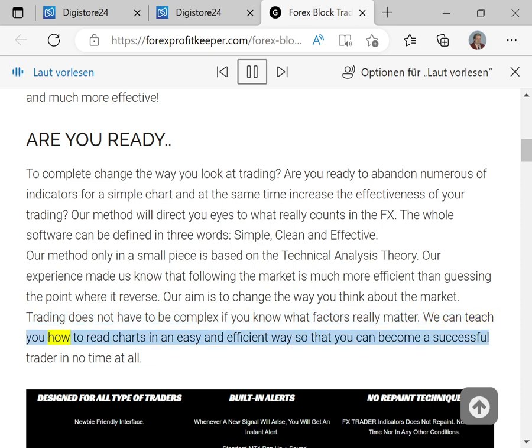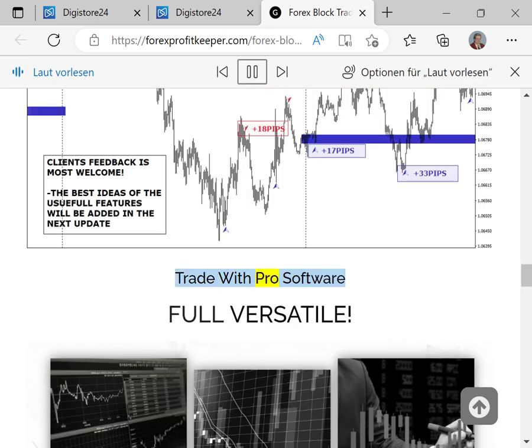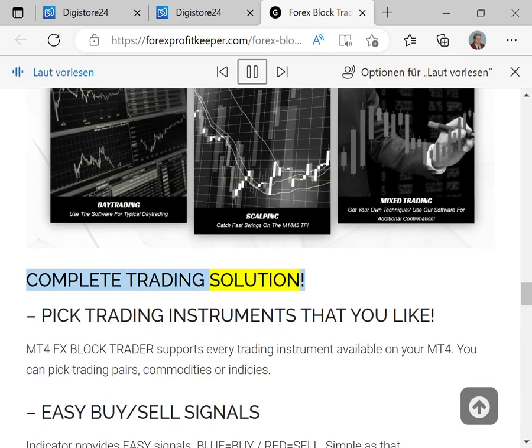We can teach you how to read charts in an easy and efficient way so that you can become a successful trader in no time at all. Accurate and stable MT4 software that can help you with trading on any type of market. Go beyond your limits. Trade with pro software. Fully versatile. Complete trading solution.